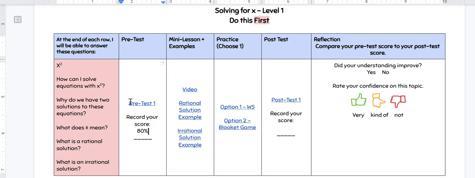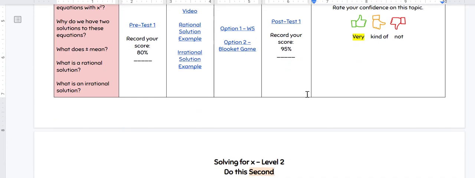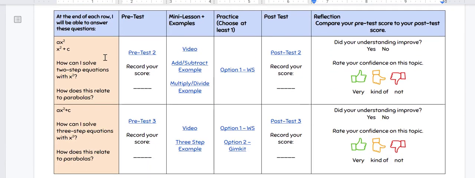And hopefully from the time you take the pretest to the post-test, your score is going to improve. Maybe then you'll get a 95% there. And we can see, yes, my understanding did improve. I can highlight that. I liked this, right? We can judge ourselves there using the highlighter tools. Okay. And then you're going to move on to the next row.